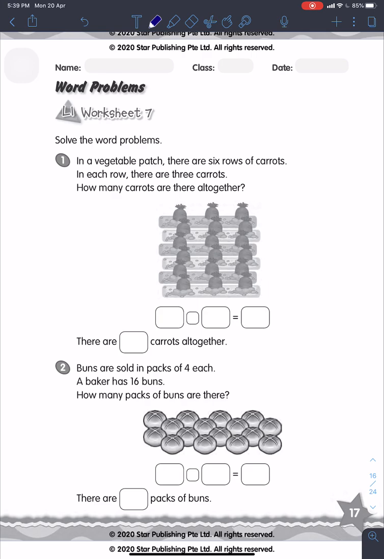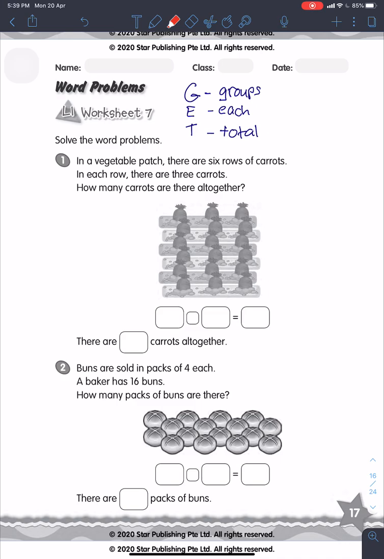Okay, now let's recap. Whenever we do word problems for multiplication and division, we always look out for these three letters, G, E, T. So first we look out for the groups. Then we see how many are there in each group and how many are there in total. So whenever we look at the question, we identify these things. So let's take a look.